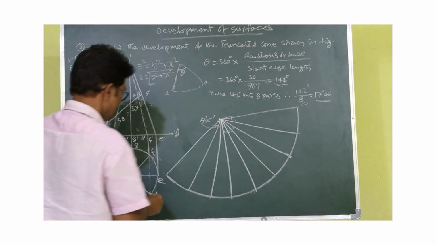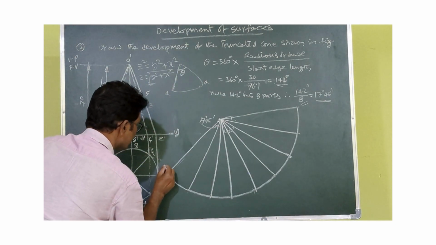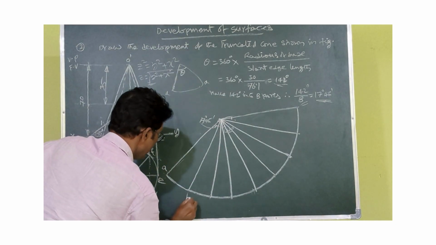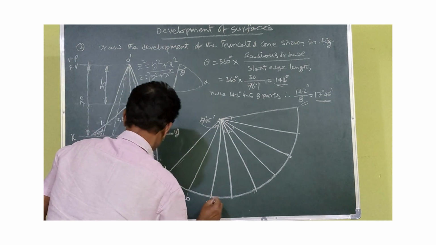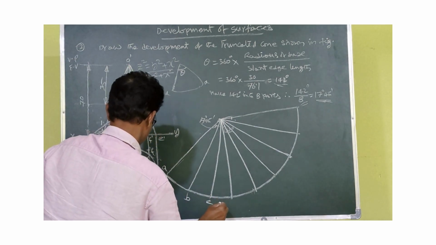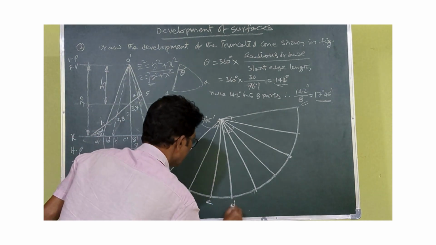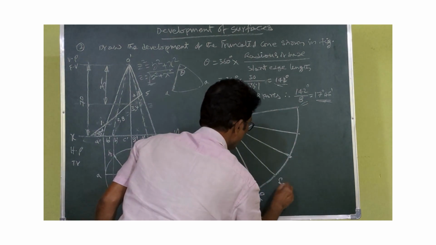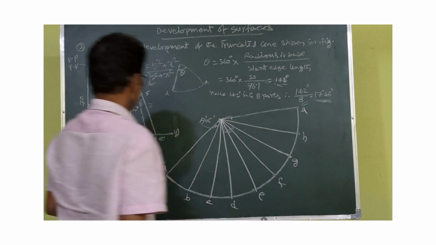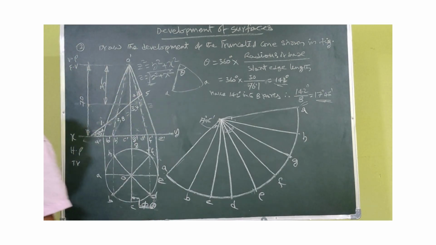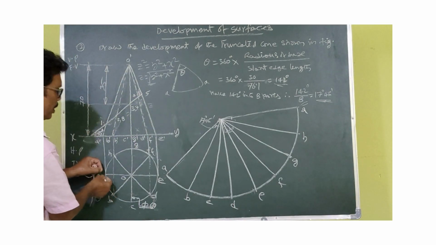You join these lines. Now we can name these points: A, B, C, D, E, F, G, H, A. Please understand. Okay. Now I have opened at A.